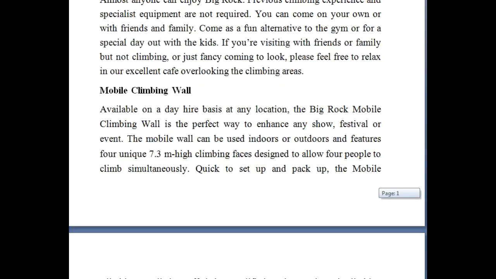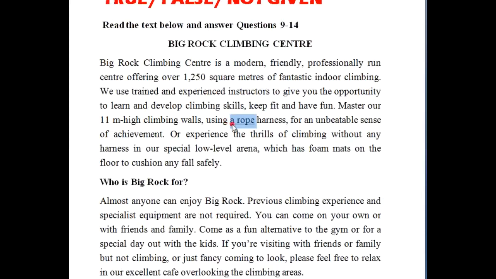What will we do for that? We will try to find out the beginning of this sentence. So you can see this sentence begins from here. So I will start reading from here. Master our 11-meter high climbing walls using a rope harness for an unbeatable sense of achievement. So far they're not saying anything whether it is compulsory or it is not compulsory. But read ahead because there is a connector. Or experience the thrills of climbing without any harness. You can see without any harness.